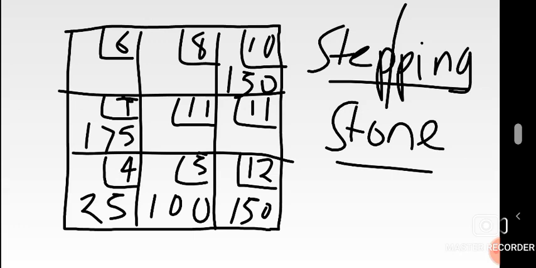What we do in the stepping stone method is, first of all, identify unallocated cells. Identify the unallocated cells and make a list of them, either below your box or to the side of your box. If you've noticed, there are about how many? 1, 2, 3, 4 unallocated cells.